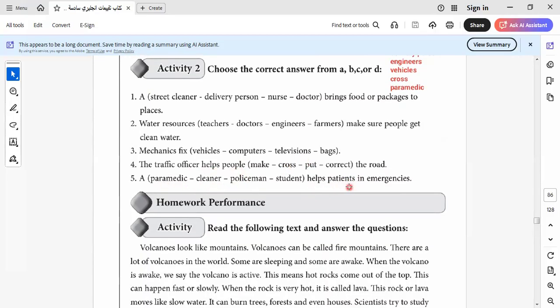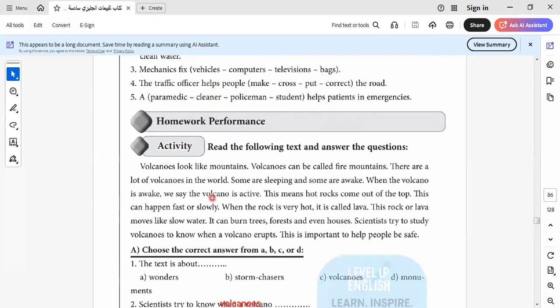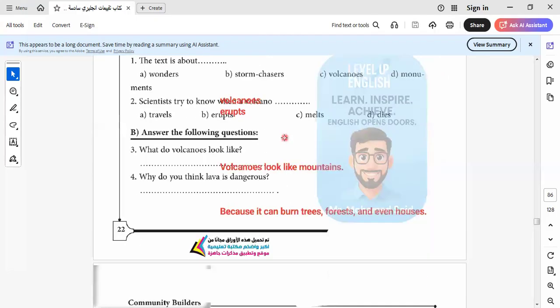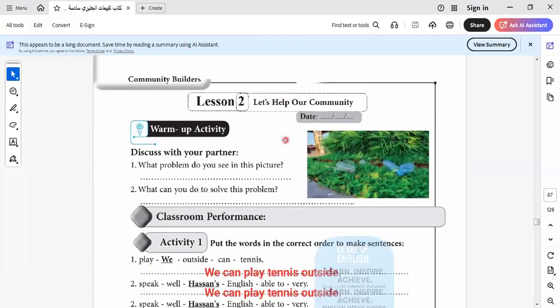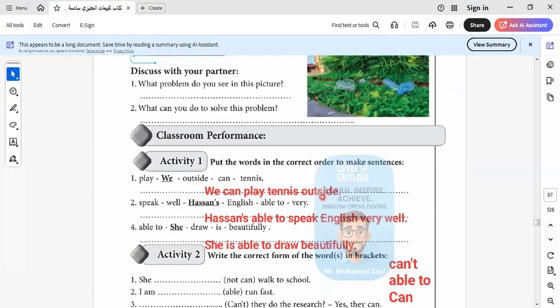The paramedic helps patients in emergencies. So who helps patients in emergencies? The paramedic, the one who drives the ambulance to bring the patients to the hospital. Okay, I will leave this text for you to do by yourself. Answer 1. I leave the second one for you to think, write, and do by yourself.